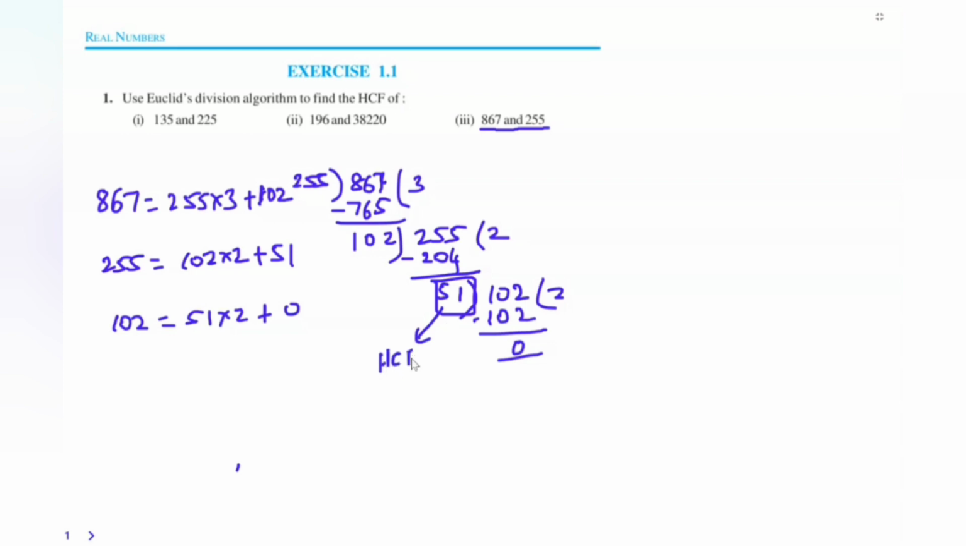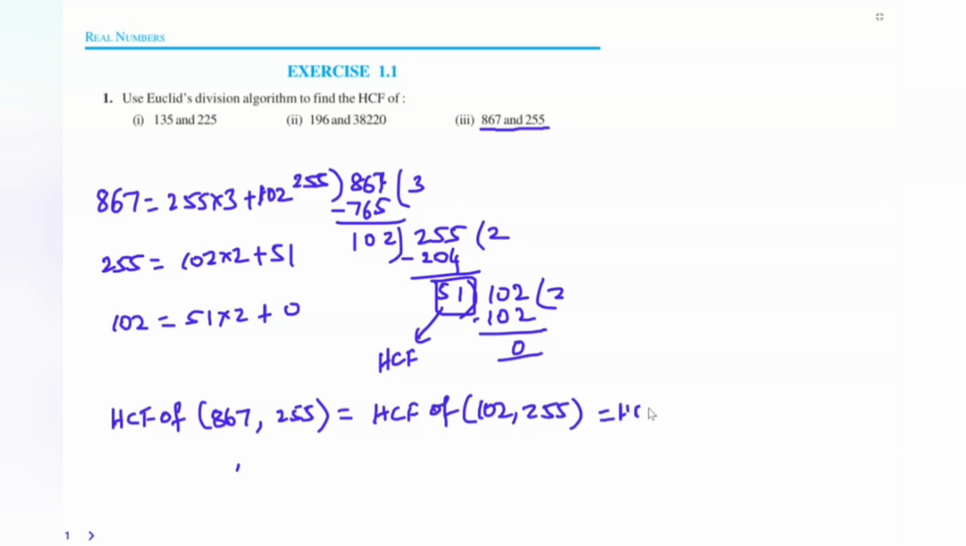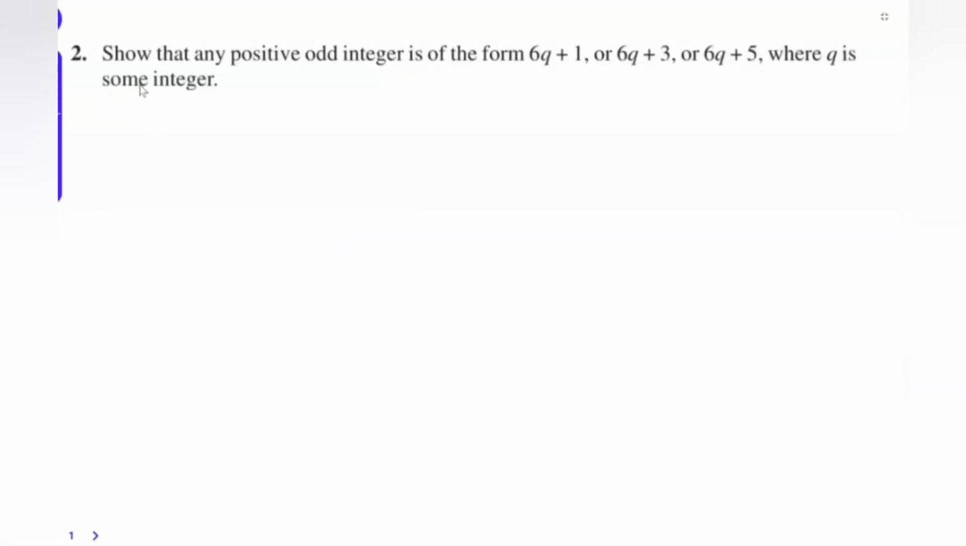Therefore, the HCF of our numbers 867 and 255 is the same as the HCF of the next pair, 102 and 255, which is also the same as the HCF of another pair, 51 and 102. So for all of these, the HCF is the same number, 51. Let's go to question number 2. Now let us see the second question.